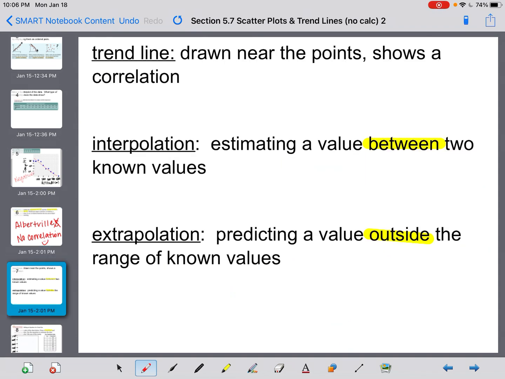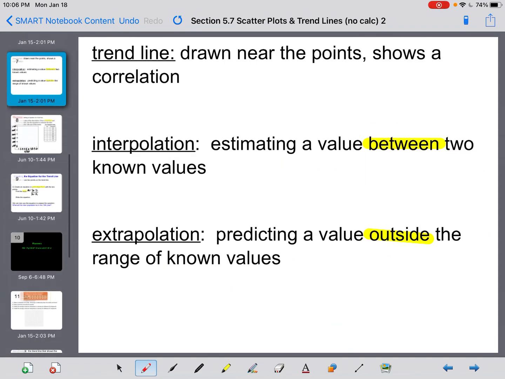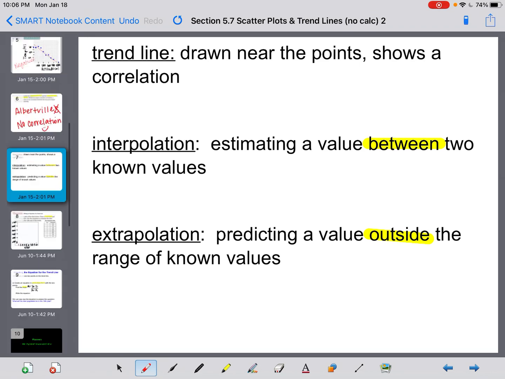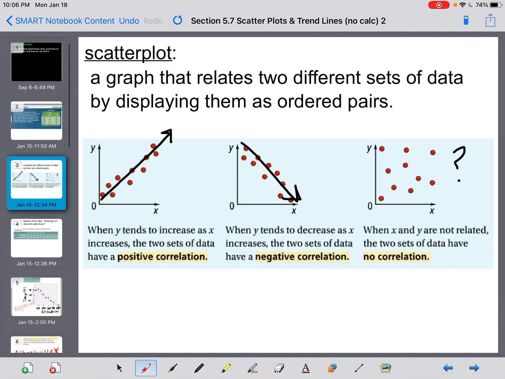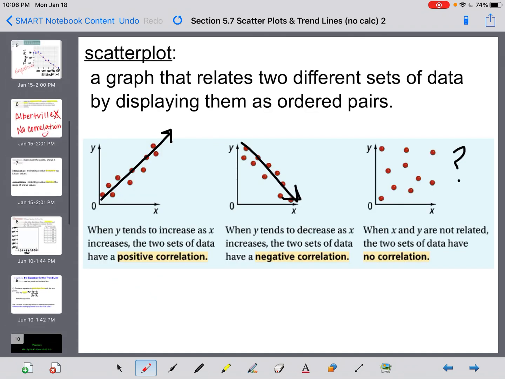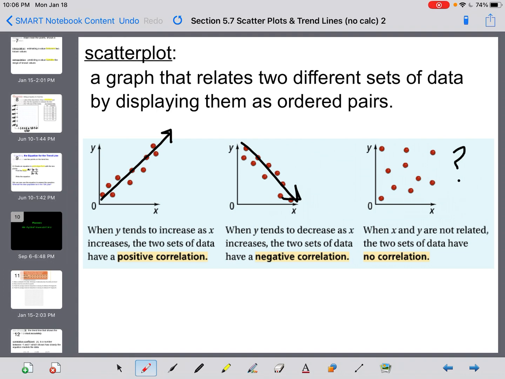Okay, next three vocab words. We have a trend line, which is a line that you can draw near the points to show your correlation. That's that line that I've been drawing through all the dots to just kind of show where they're headed and to show what kind of correlation that they have.